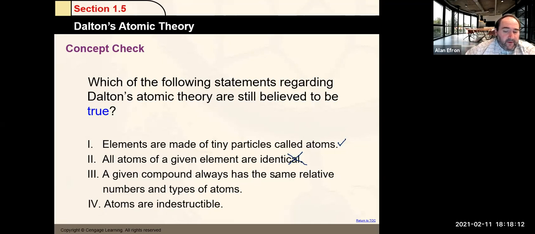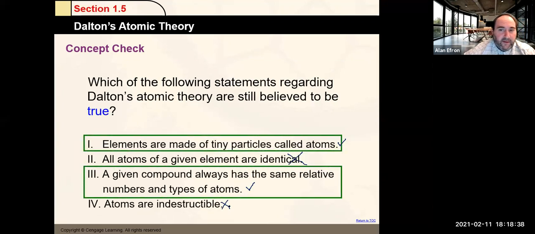A given compound always has the same relative number and types of atoms. And again, that is true. That same proportion or ratio always comes about. And atoms are indestructible, again, through something like nuclear reactions, you really can destroy them. So in terms of what is still true out of those main parts, 1 and 3 on this question would still be considered correct. Any questions on that?